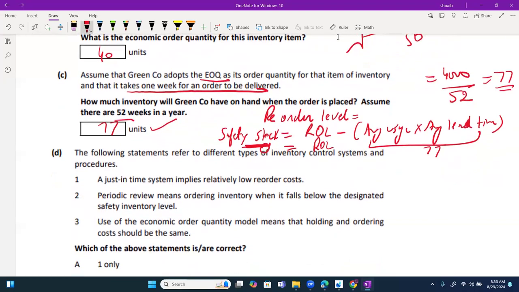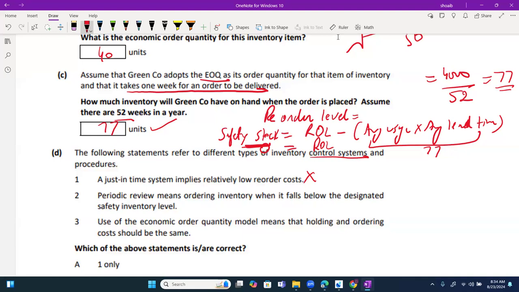Which of the following statements refer to different types of inventory control system and procedure? A just-in-time system implies relatively low reorder cost. No, in just-in-time, there will be a higher reorder cost. Yes, holding cost would be lower, but reorder cost would be higher. Periodic review means ordering inventory when it falls below the designated safety inventory level. Yeah, this can be correct.